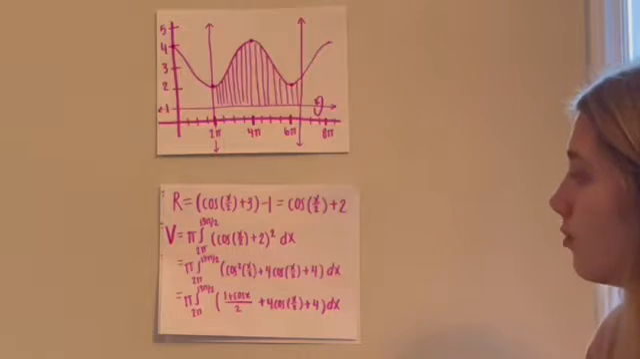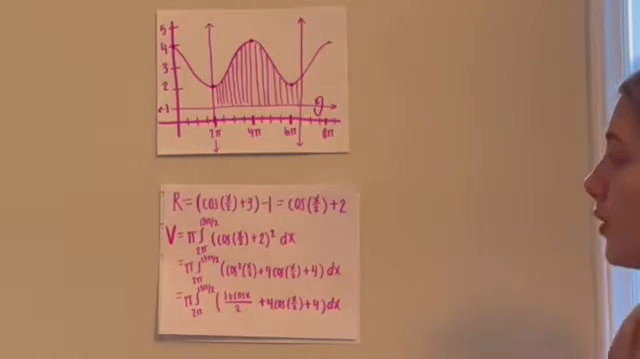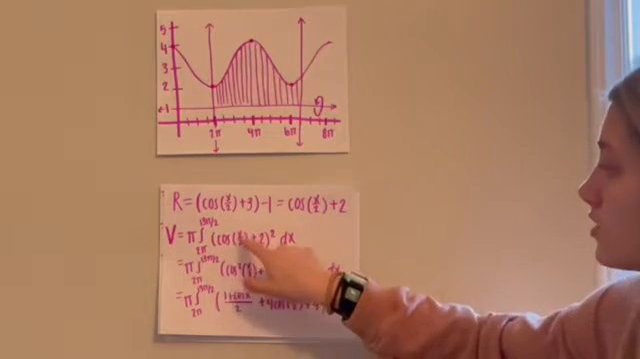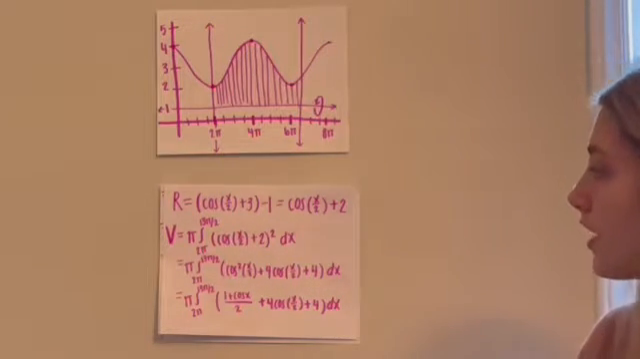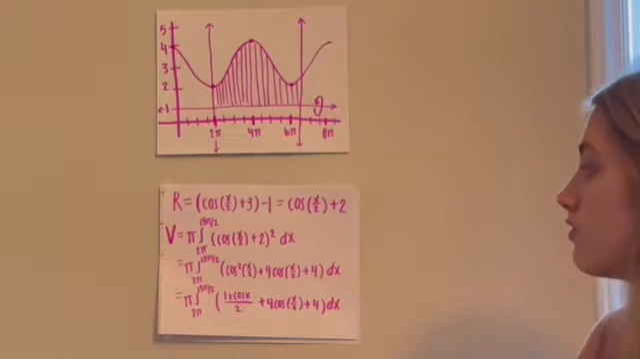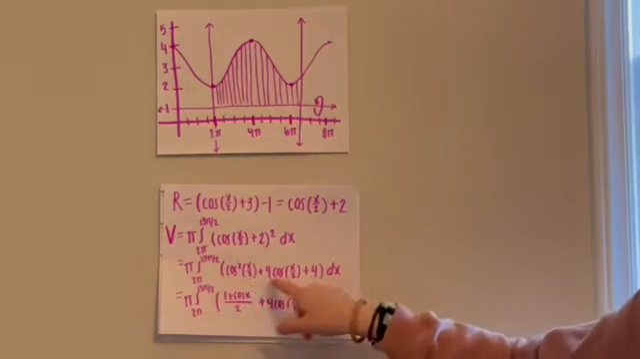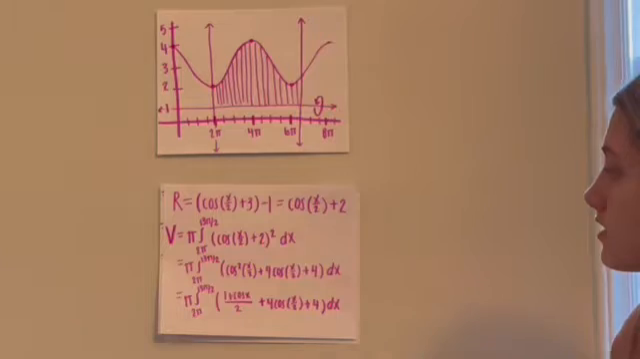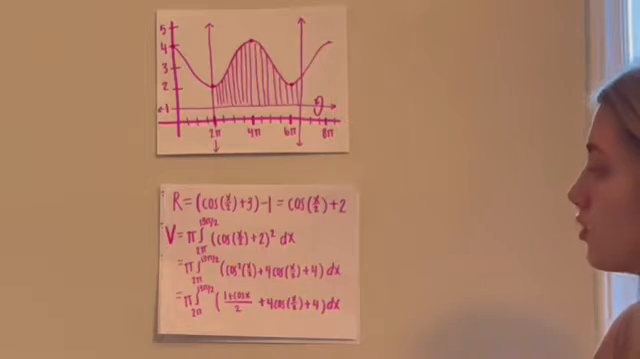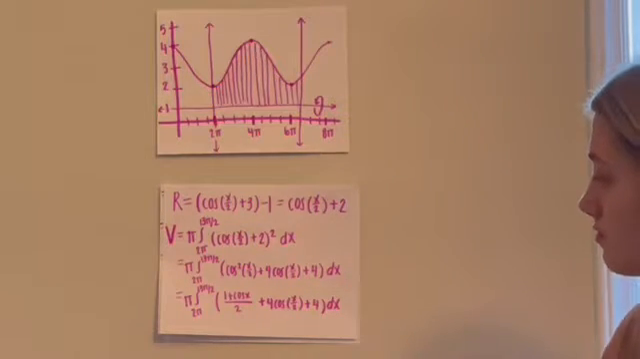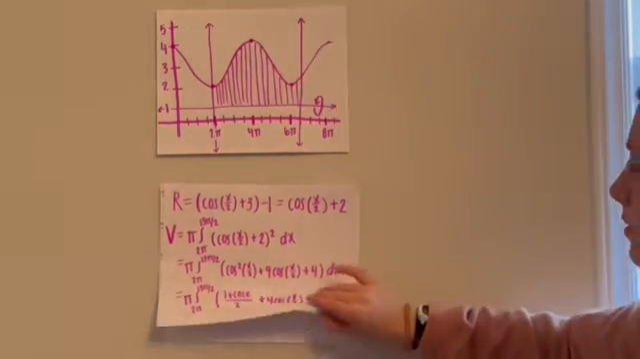In order to find the volume, we need to do pi times the integral from our x bounds, 2 pi to 13 pi over 2, of cosine x over 2 plus 2, all squared, dx. When we multiply that out, we have pi times the integral from 2 pi to 13 pi over 2 of cosine squared of x over 2 plus 4 cosine x over 2 plus 4 dx. We don't know how to integrate cosine squared of x over 2, so we change that to 1 plus cosine x over 2, and then we have our plus 4 cosine of x over 2 plus 4 dx.